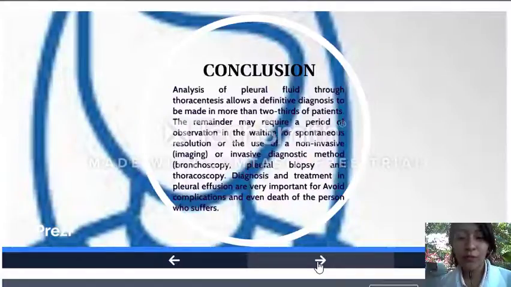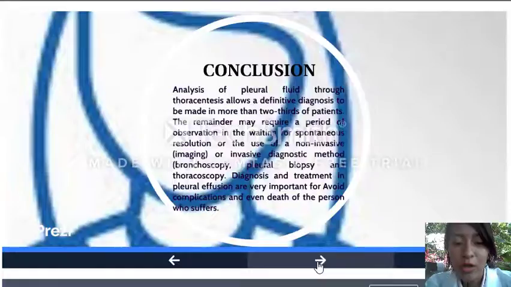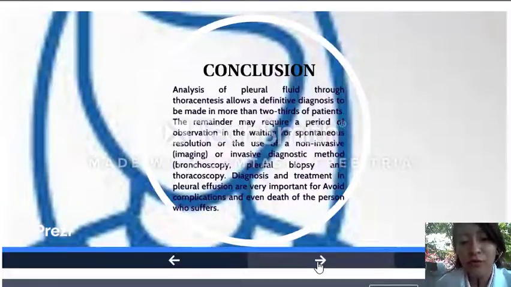Conclusion. Analysis of pleural fluid through thoracentesis allows a definite diagnosis to be made in more than two thirds of patients. The remainder may require a period of observation, waiting for spontaneous resolution, or the use of a non-invasive or invasive diagnostic method. Diagnosis and treatment in pleural effusion are very important to avoid complications and even death of the person who suffers.